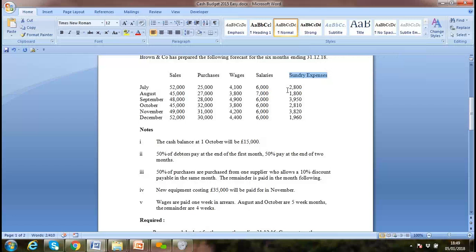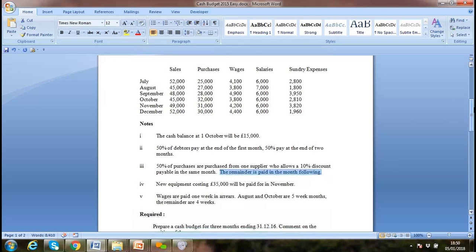So we are expecting this will cost us each month. And the cash balance we have at the 1st of October is £15,000. Debtors mean our customers to whom we sold the goods but who will pay at a later date, credit customers. 50% of debtors will pay at the end of the first month and 50% will pay at the end of 2 months. We have purchases: 50% from one supplier, who gives us a 10% discount, and we will make the payment in the same month. The remainder we will pay the following month.